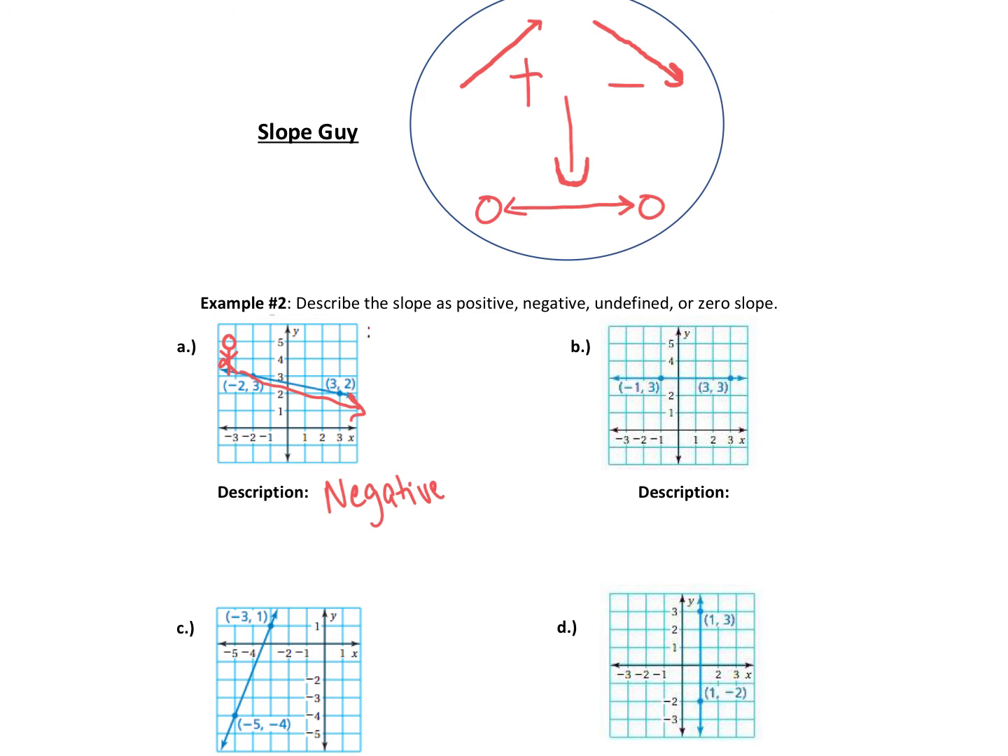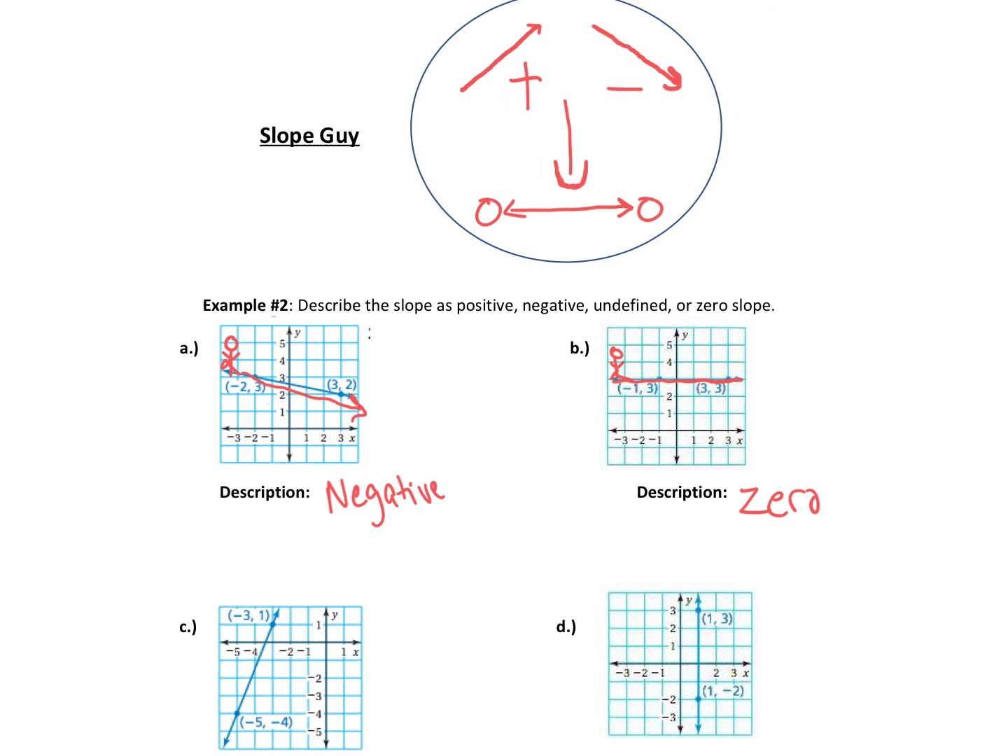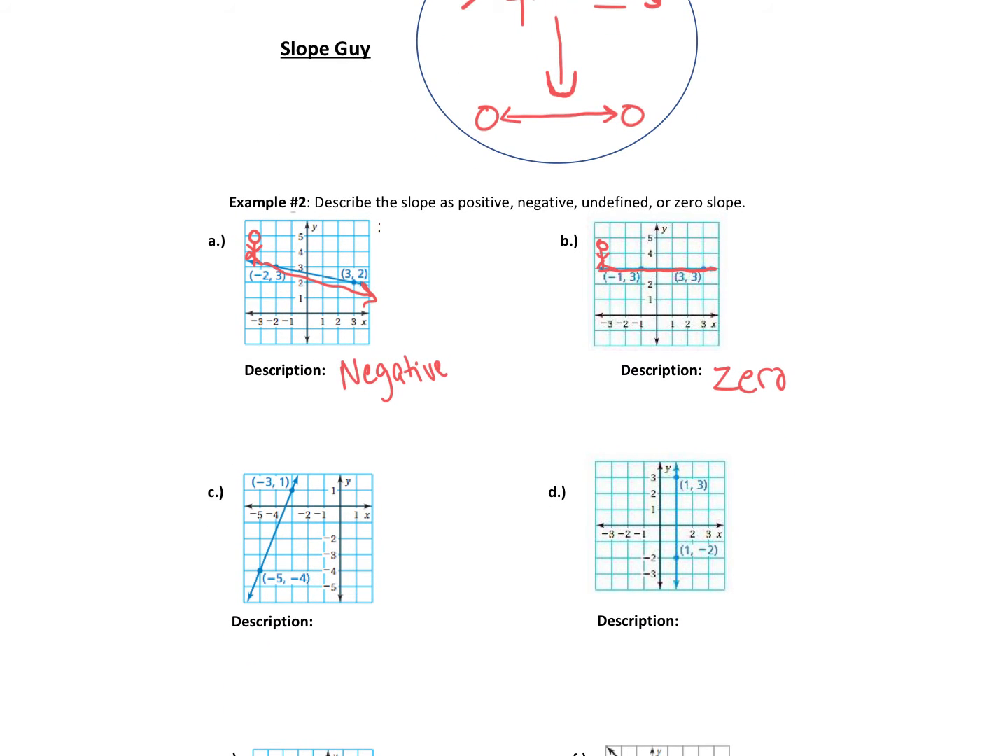All right, so on graph B, if on the left side of my graph, I draw Mr. Slope Guy. Hello. And he's not going to go anywhere, right? That's a zero slope. All right, and then over here, Mr. Slope Guy, hello. And Mr. Slope Guy is going to have to walk up this line, so it's a positive slope.